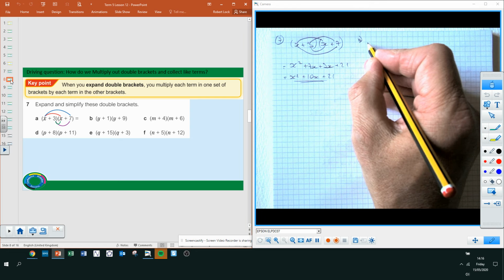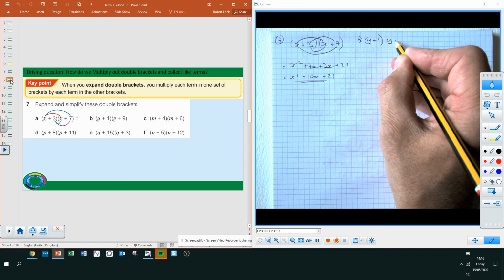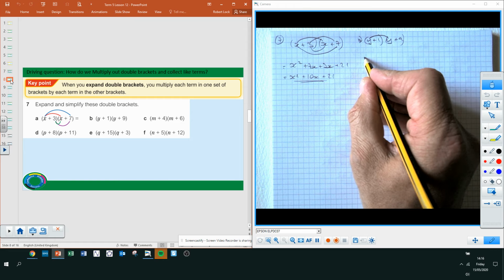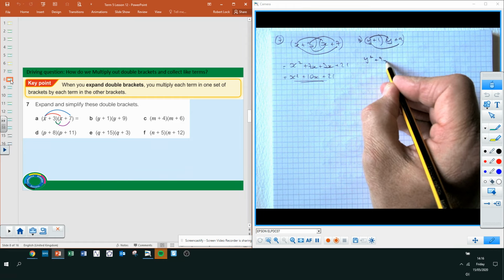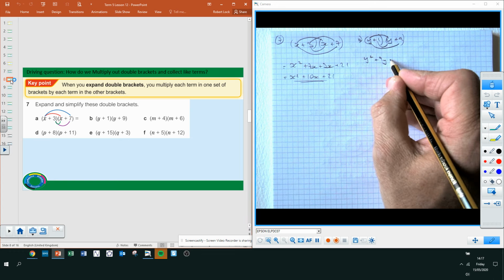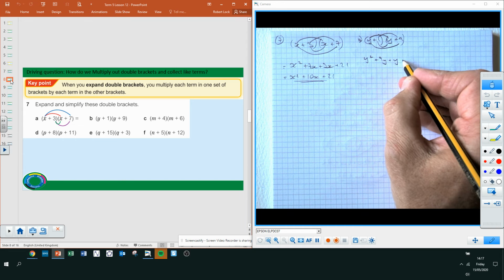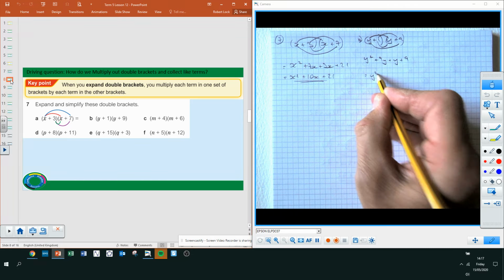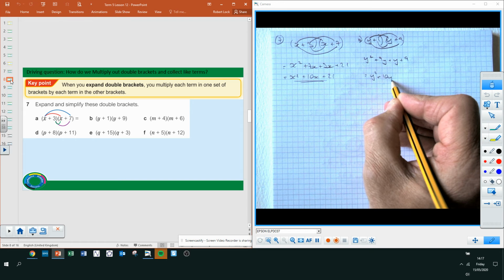B. Y plus 1, y plus 9. Y times y, y squared. Y times 9 plus 9y. 1 times y is y. And 9 times 1 is 9. So, working it through, y squared, the only one we got, plus 9 plus y is 10y plus 9.